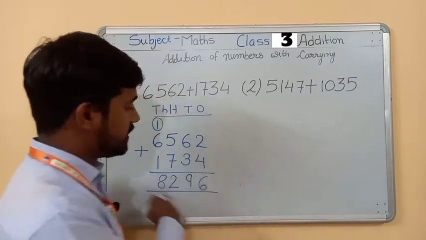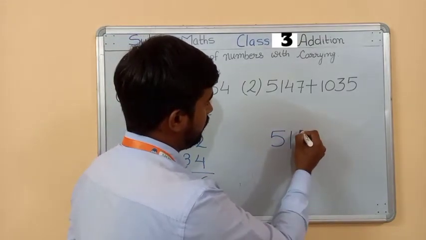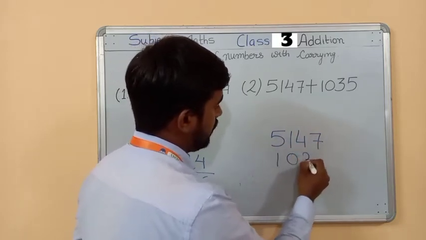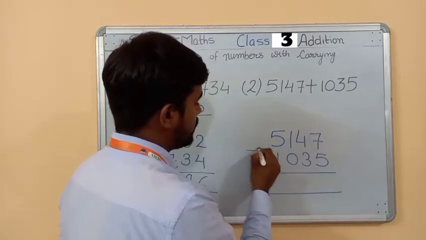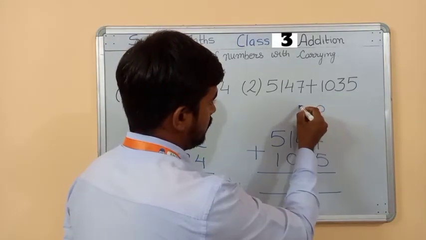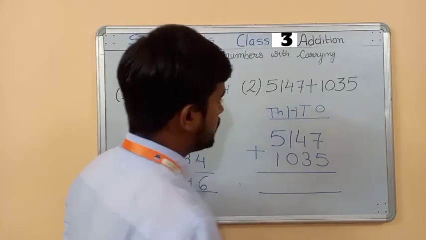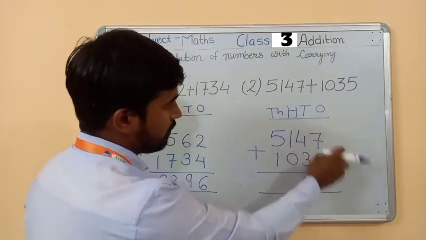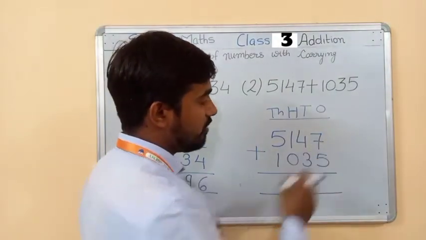Okay, now taking the next example. Write in the same way: 5147 and 1035. Place the symbol of addition. Now write the place value: ones, tens, hundreds and thousands. Always start addition from the ones place. So 7 and 5 are in the ones place. Add 7 plus 5.